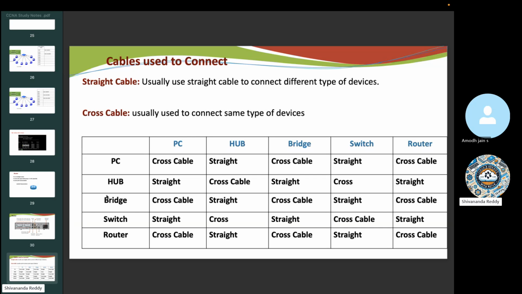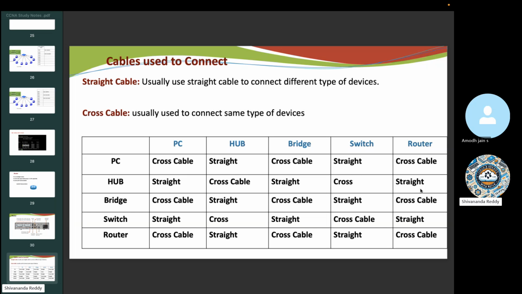For example, look at it. You have a PC. PC to PC you want to connect: cross cable. PC to hub: straight cable. PC to bridge: cross cable. PC to switch: straight cable. PC to router: cross cable. Look at the table. Hub to PC, straight. Hub to hub, cross cable. Hub to bridge, straight. Hub to switch, cross again.